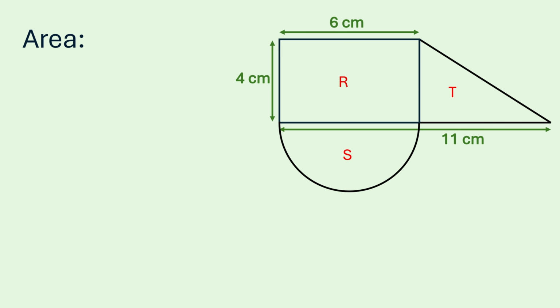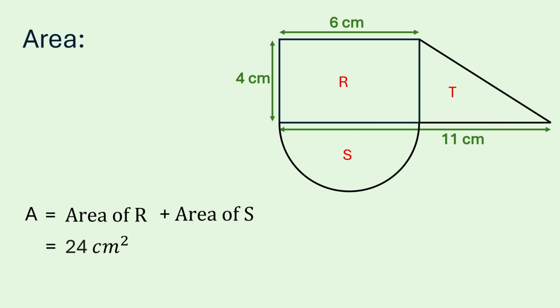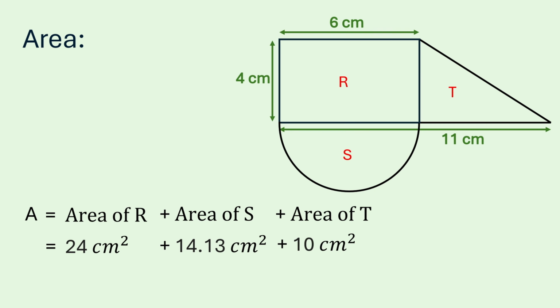Finally, we add all three areas. Area is equal to area of rectangle 24 square centimeters plus area of semicircle 14.13 square centimeters plus area of triangle 10 square centimeters. The total area of the composite shape is 48.13 square centimeters.